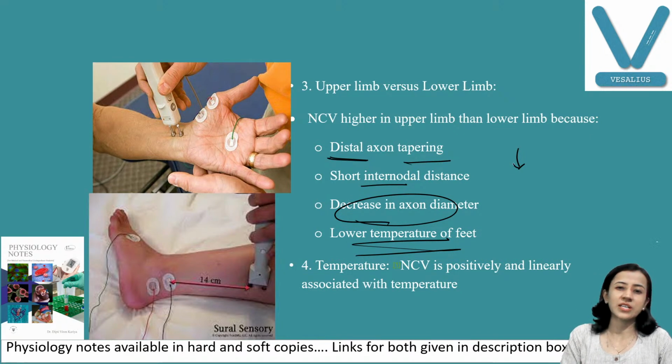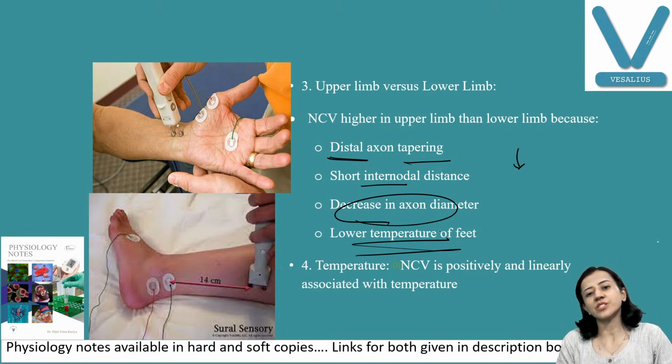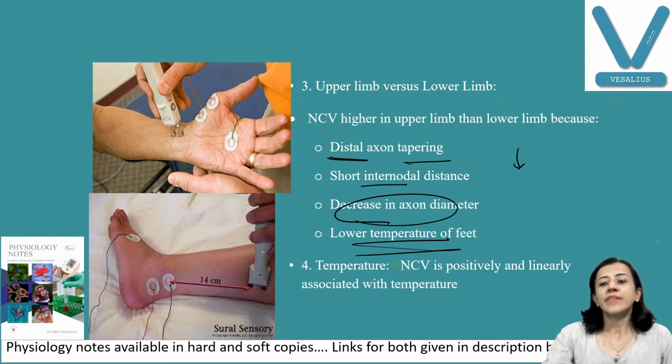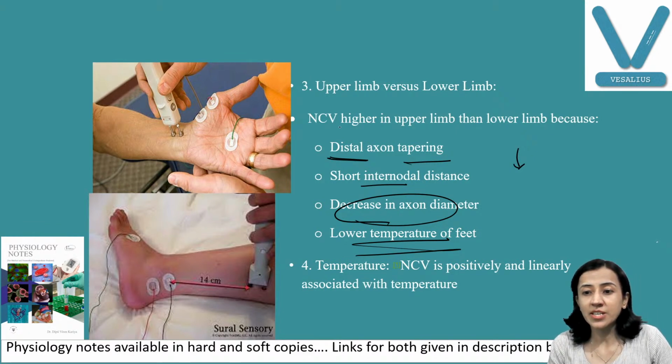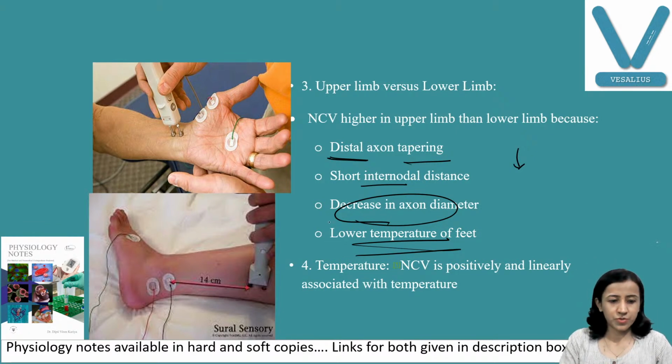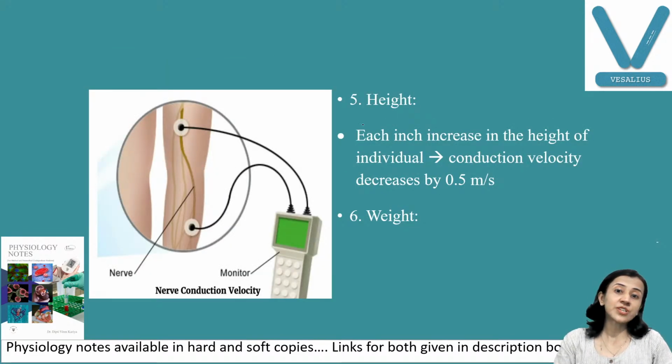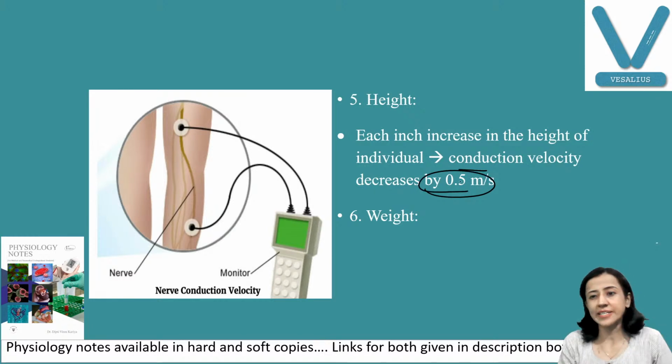So nerve conduction velocity decreases in the lower limb. This is physiological. Temperature: nerve conduction velocity is directly related to temperature, which means as temperature increases, conduction velocity is faster. A 1 degree Celsius fall in temperature decreases conduction velocity by 5%. So that is the fourth factor. Fifth factor, height. If the individual is tall, definitely the conduction velocity is less. As I told you, distal axons are tapered, internodal distance is less, and temperature is also less. So nerve conduction velocity is less if the individual is tall.